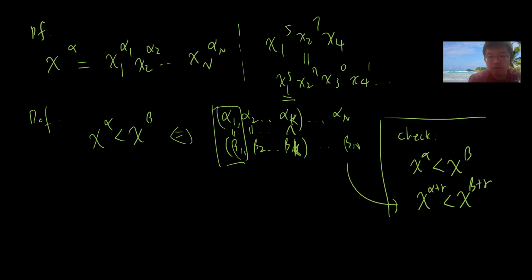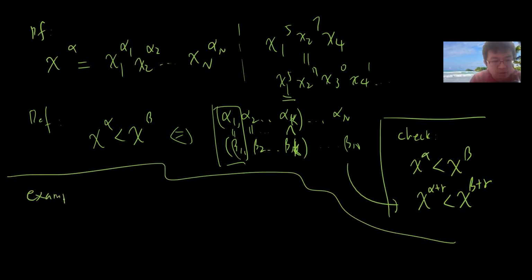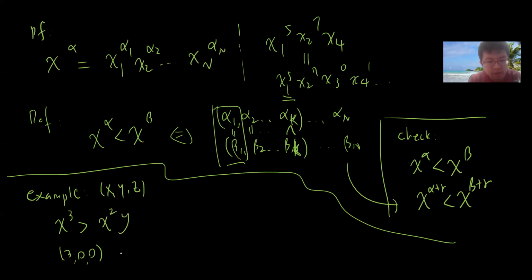Let me give one example. This example is also trivial. Let's say I only have three variables x, y, z. Then x cubed, which is 3, 0, 0, will be greater than x squared y, which is 2, 1, 0, which is greater than x squared z, because everyone starts from the highest. That is 2, 0, 1, and it is greater than x y squared.